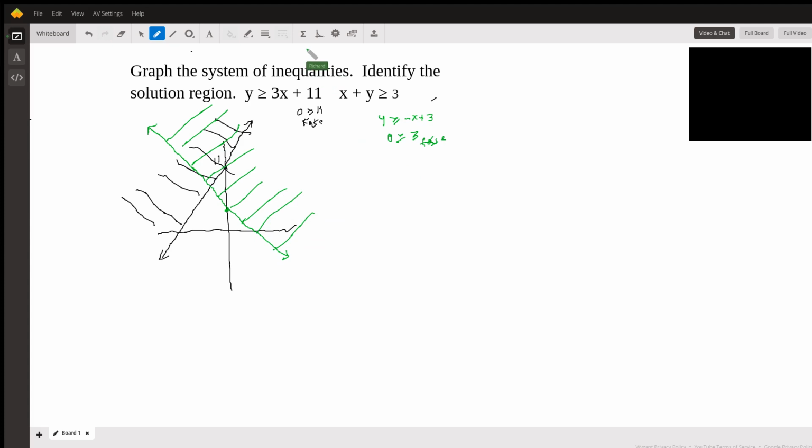So now you can see that the solution region, which I'll mark with a big red R, is up in here, and it's bounded like this. Now, sometimes the teacher wants to get this coordinate of the intersection, so let's go ahead and do that.